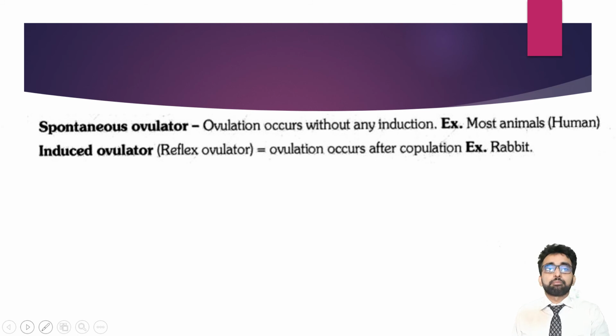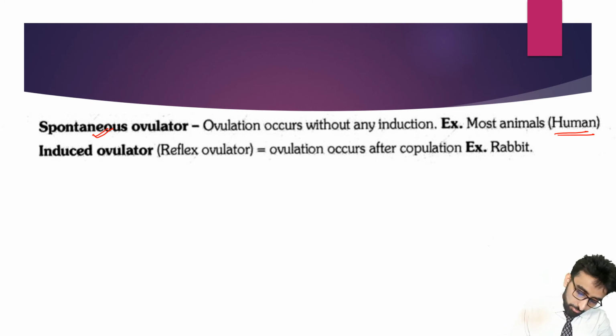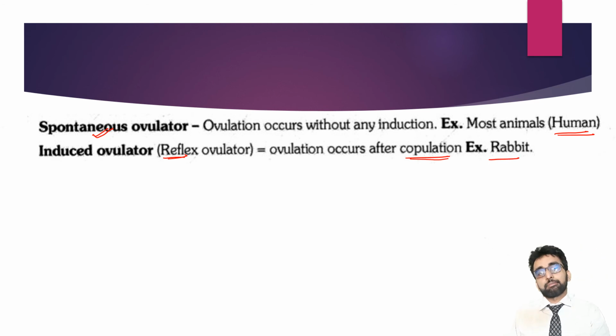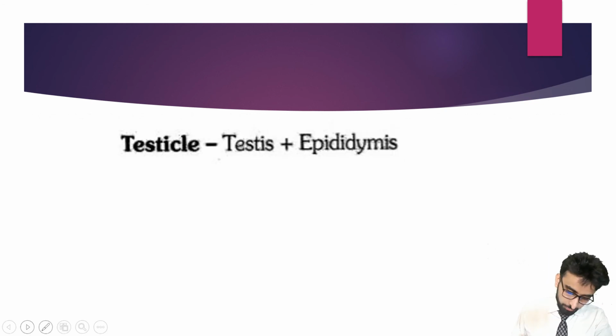Then we have two types of ovulators, spontaneous and induced. Spontaneous ovulator, for example human: at a fixed time the ovulation of the menstrual cycle has to happen, irrespective of whether sexual intercourse is done or not. Whereas in a few animals only sexual intercourse will lead to ovulation, for example rabbit. So spontaneous ovulator means the ovulation will occur irrespective of external stimuli, whereas the induced or reflex ovulator means the ovulation will occur only because of copulation or stimuli.